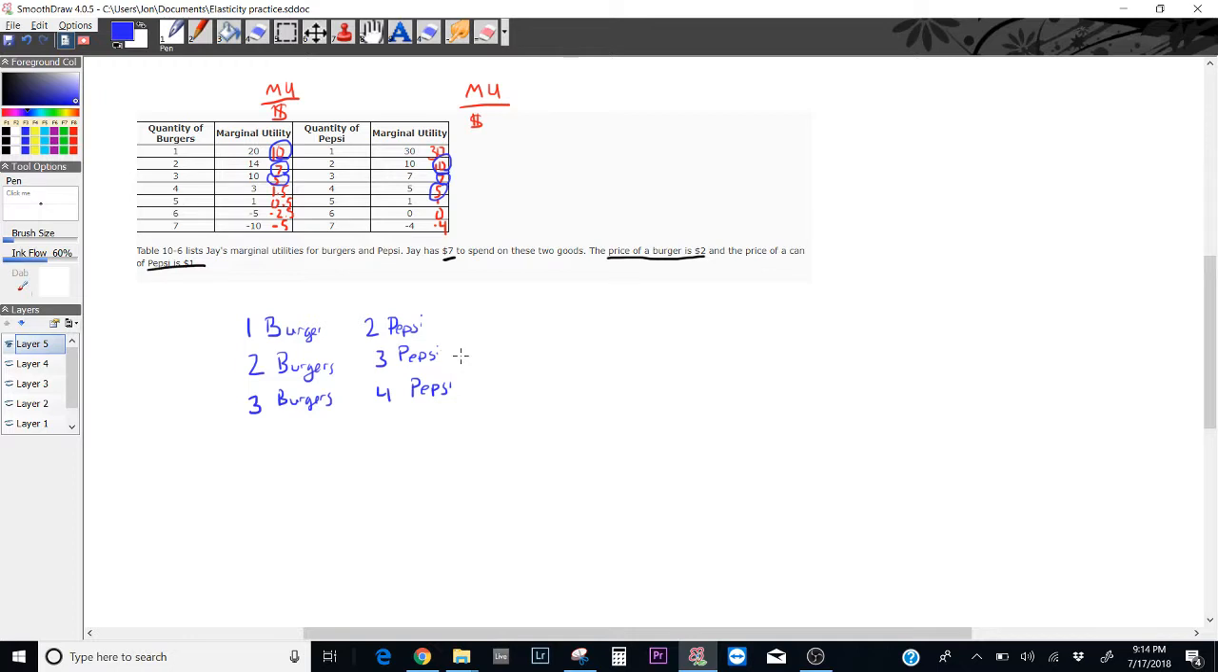Now the second condition is that the amount that we spend on this bundle must equal our budget. So if I buy 1 burger at the price of $2 and 2 Pepsis, that means I will be spending on this first combination $4. On the second combination, 2 burgers at the price of $2 is going to give us $4 plus this 3. I will be spending $7 on this second bundle. And then 3 burgers at the price of $2 each is going to be 6 plus 4 Pepsis means that this bundle will cost us $10.